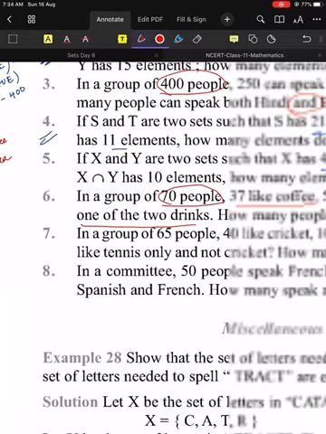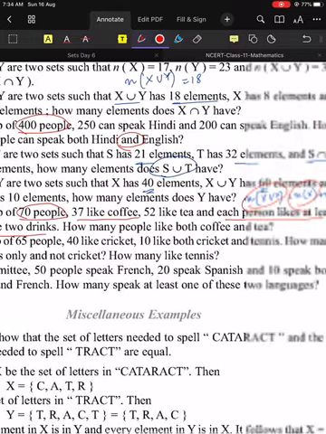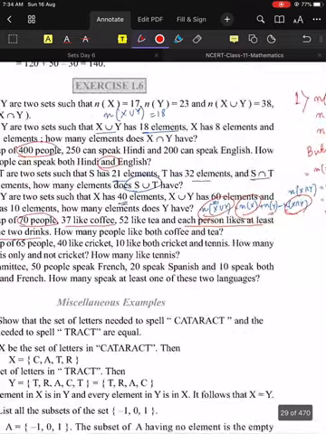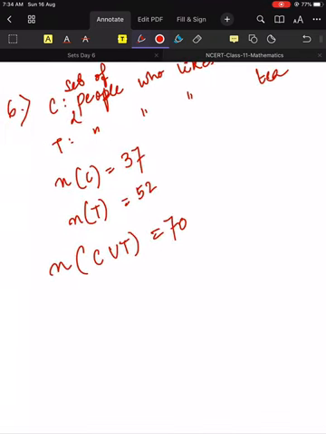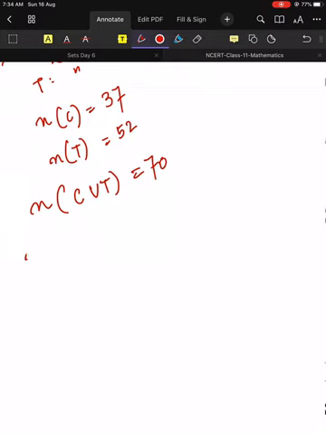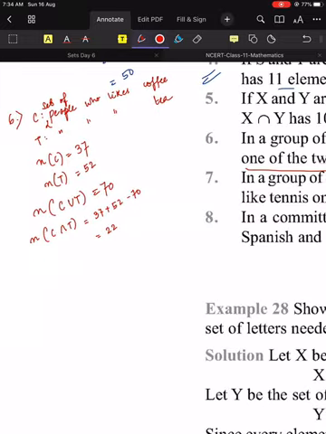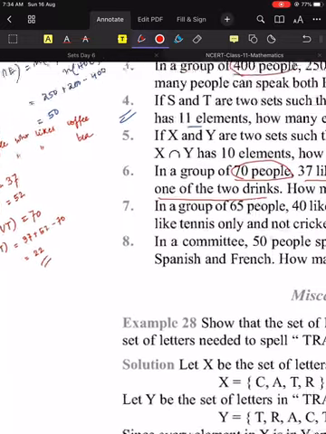Okay, and they have asked us to find what? How many people like both coffee and tea? And I already discussed that "and" means intersection. So we have to find N of C intersection T, which is equal to 37 plus 52 minus 70. So that comes out to be 22. Okay, so that's your answer.